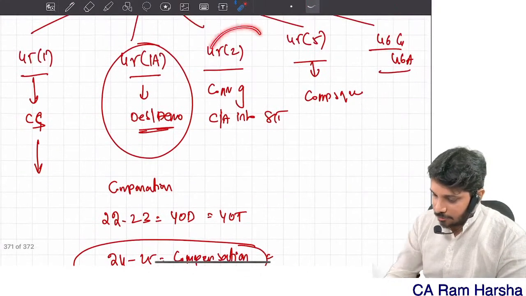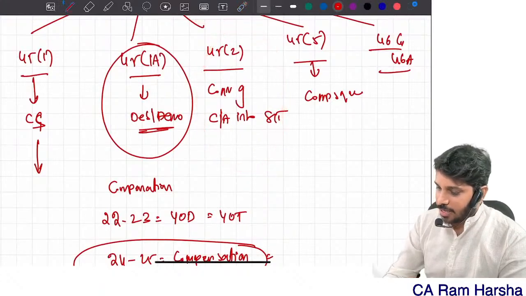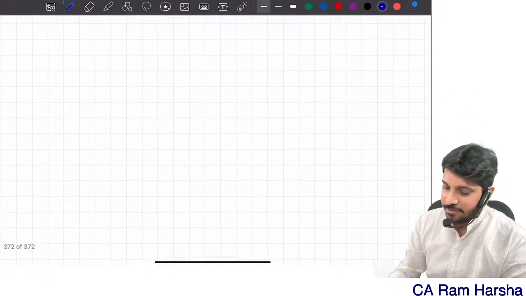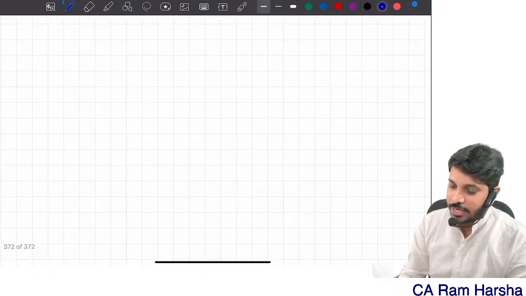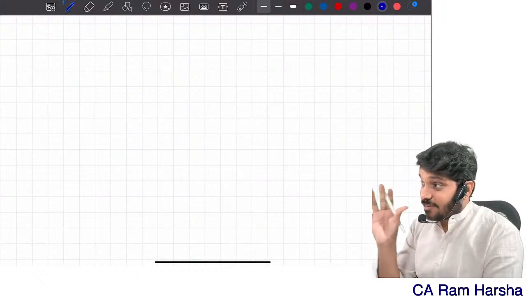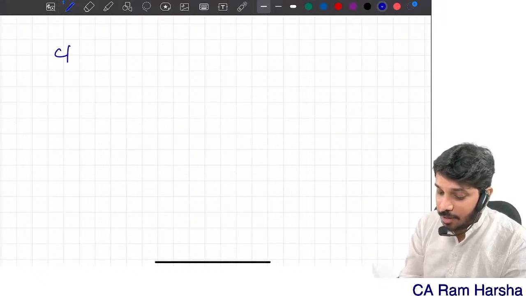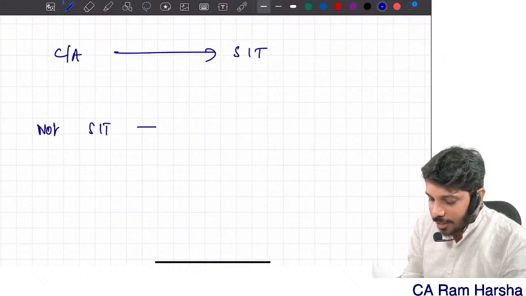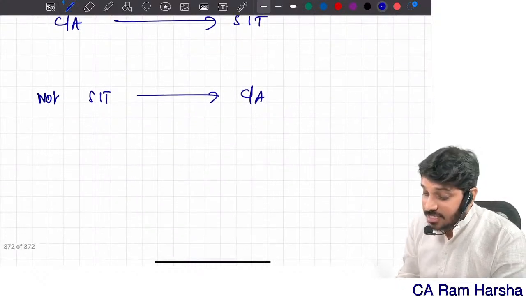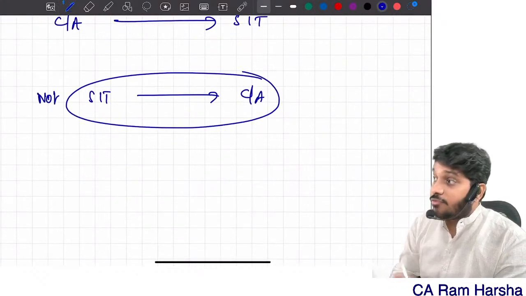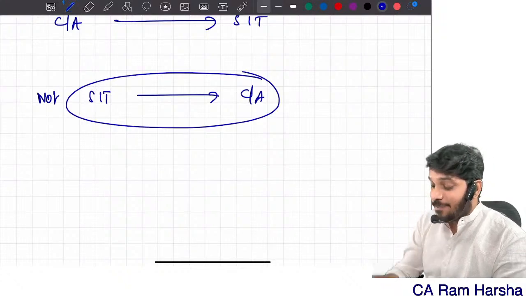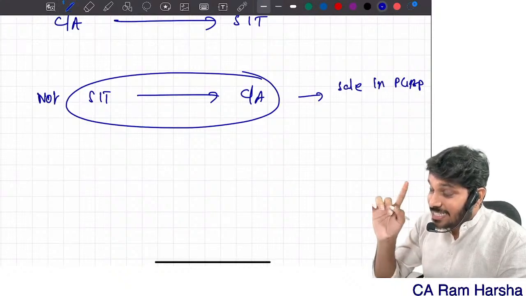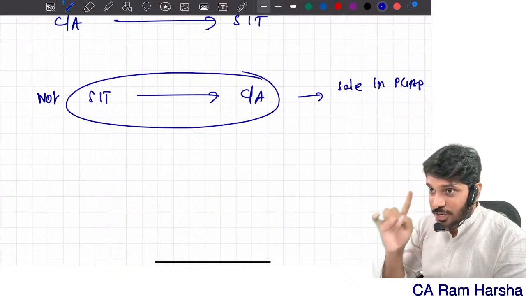Then 45 subsection 2, conversion of capital asset into stock in trade. What is the tax treatment for conversion of capital asset into stock in trade? Remember, we are converting capital asset into stock in trade, not stock in trade into capital asset. First, let's look at this scenario. If you are converting stock in trade into capital asset, it is treated as sale in PGBP.